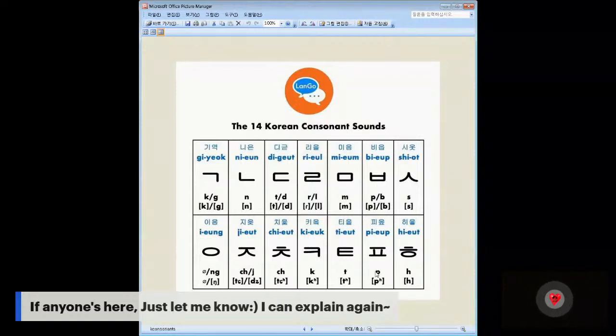Because we have a real P over here. P. And the stroke order is, I guess, these two vertical lines first, and then the horizontal lines. And the next consonant is 시옷, and there's English S. So a lot of people think it's S, but it's also softer, a lot softer than English S.